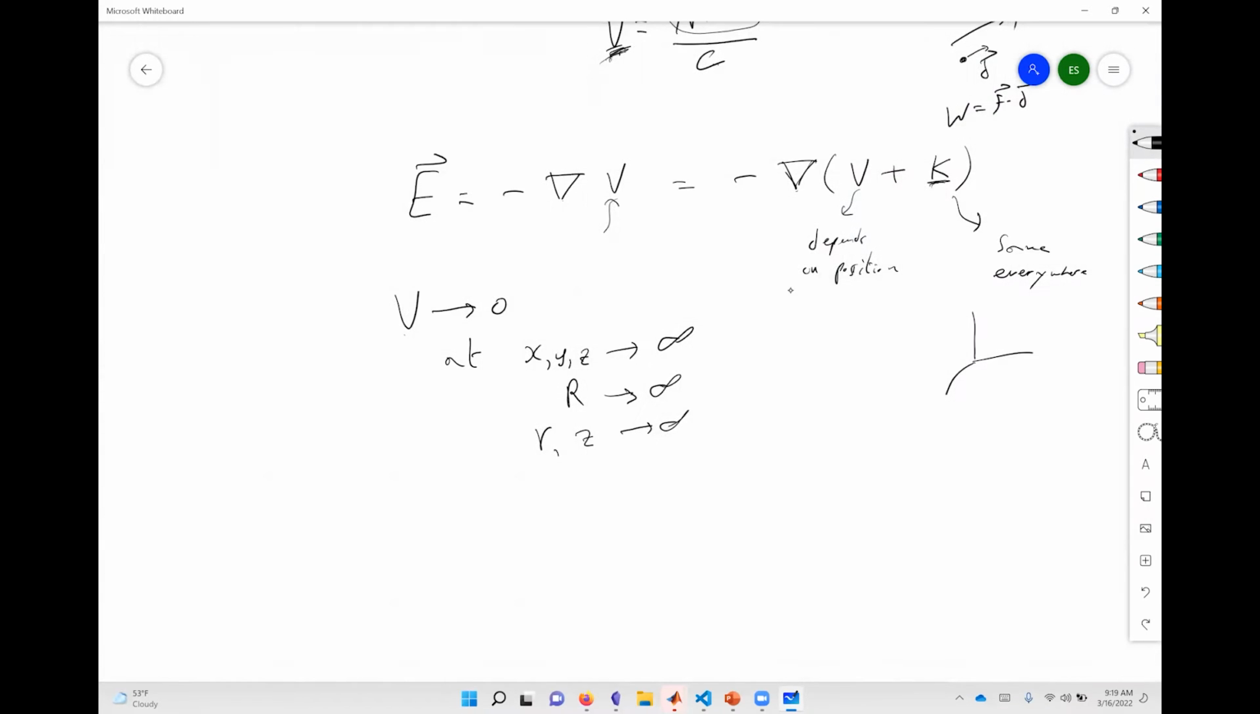Okay. So now the question: how do we calculate it? It is a scalar field, so hopefully it's simpler to calculate because we don't have to worry about calculating a vector at every point in space. We only have to worry about calculating a scalar.